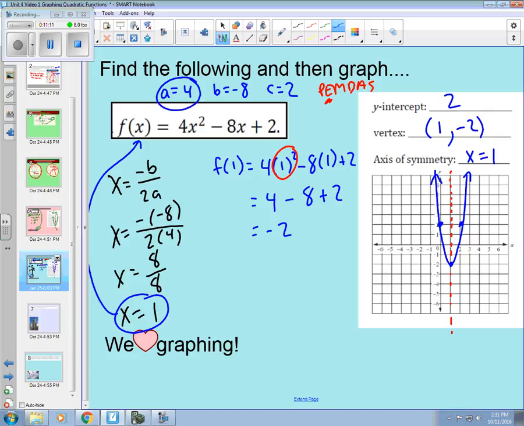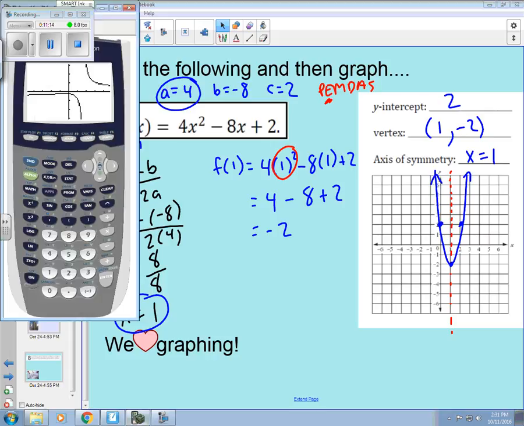Now there's another way you can do this too. You can use a calculator to help you graph as well. To do that, on your calculator, hit your y equals button. If you have a TI-Nspire, go to your menu and select graph. Type in this function exactly how it is here: 4x, hit your squared button, minus 8x plus 2. Once you have that in there, hit graph, and it should give you a picture of what the graph looks like. Okay, yep, our parabola is pretty similar to the one shown here.